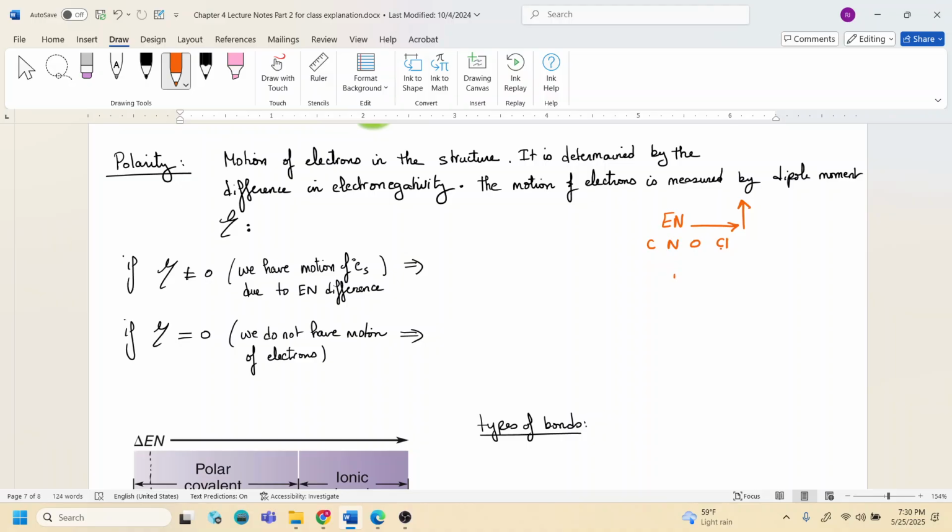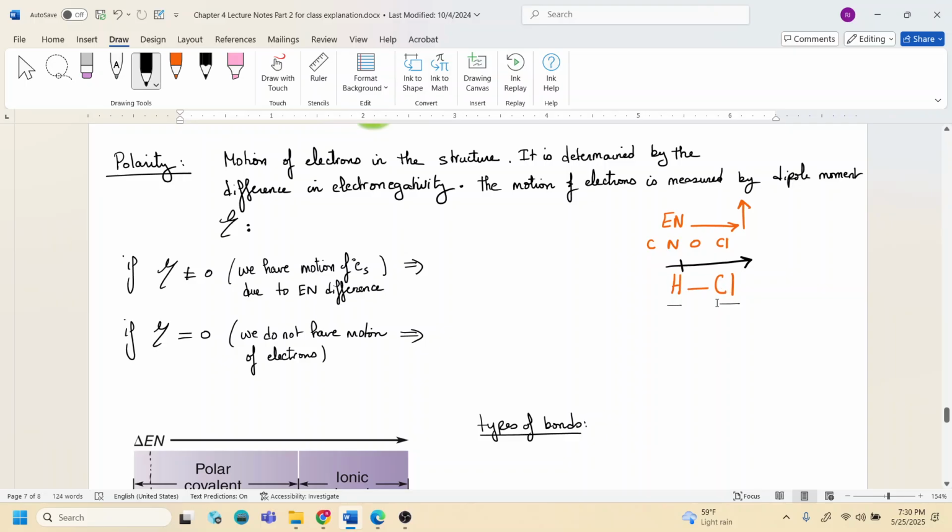Let's have an example. If I have a hydrogen connected to the chlorine, this is hydrochloric acid. Chlorine is more electronegative than the hydrogen. So the chlorine is going to pull electrons from the hydrogen in there. So you can easily see the motion of electrons. It's going from the hydrogen to the chlorine.